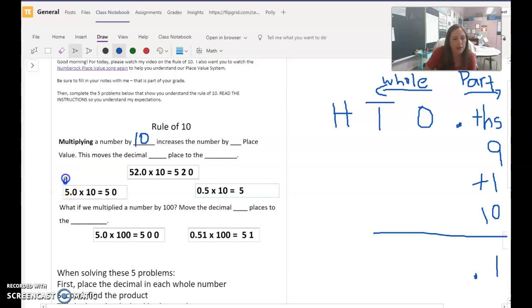Well, let's take a look. Right now it's in the ones. But after we multiply by 10, what place value is the 5 in? Now it's in the tens, and we have 0 ones. So multiplying a number by 10 moved my 5 up 1 place value.